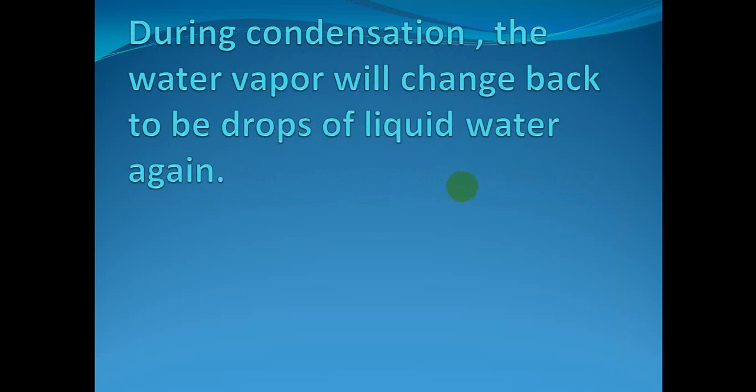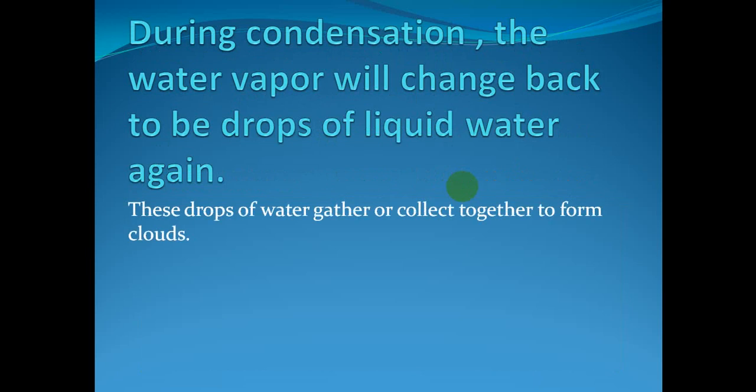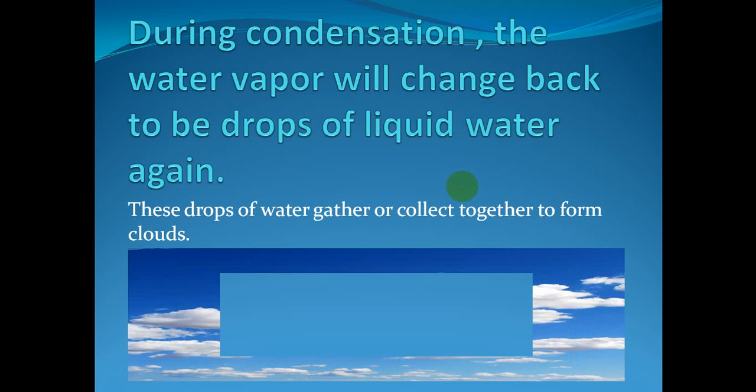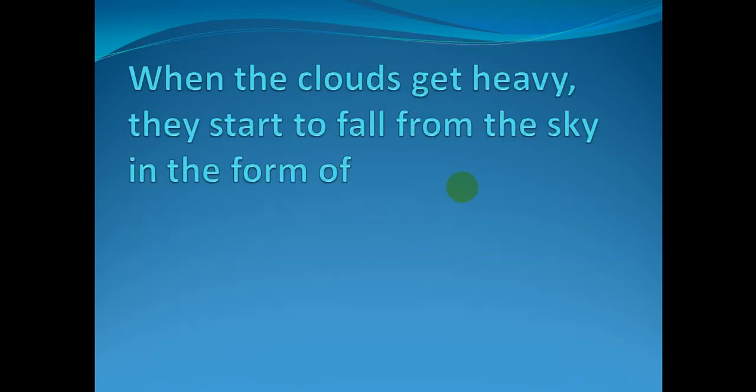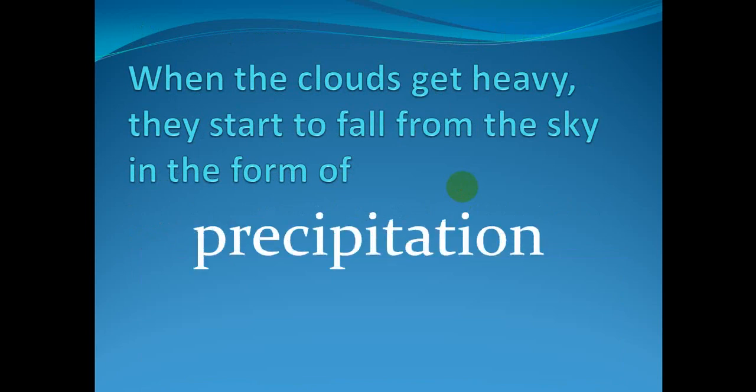During condensation, the water vapor will change back to drops of liquid water again. These drops of water gather together to form clouds. When the clouds get heavy, they start to fall from the sky in the form of precipitation.